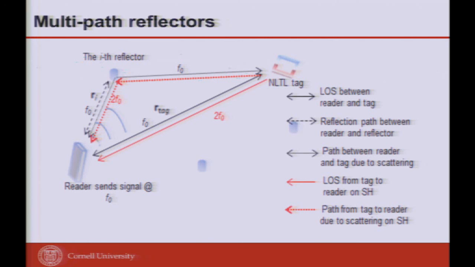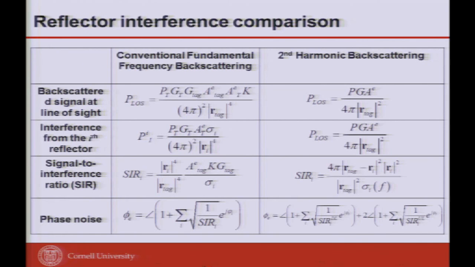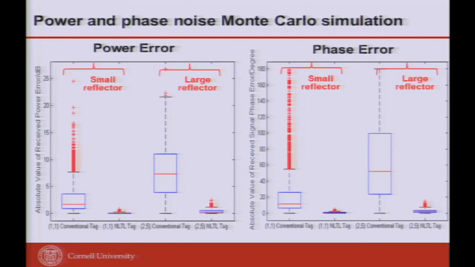But how good is it? How much have I reduced? We can go through the equations, which I'm not going to do in detail. You can figure out all these multipaths, which cause two errors. One is the error in the signal to interference ratio, and the other is the phase noise. You can play with your wave equations and figure these out, but it is actually dramatically reduced.